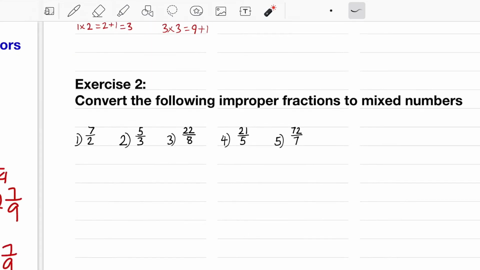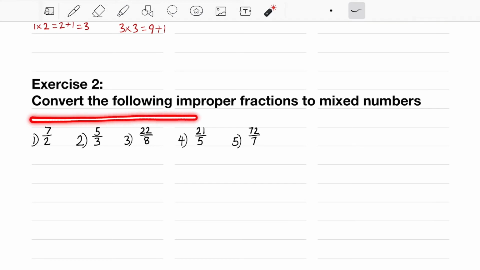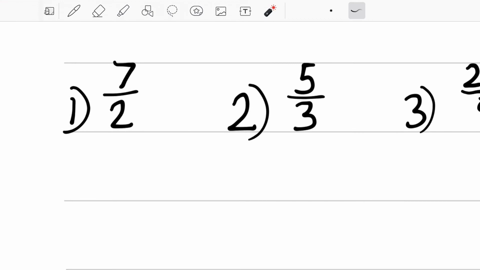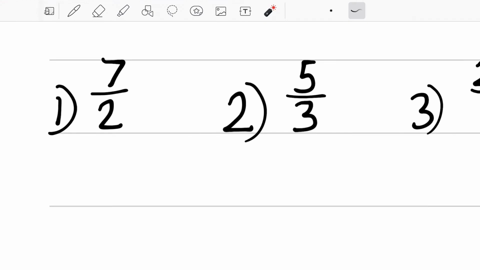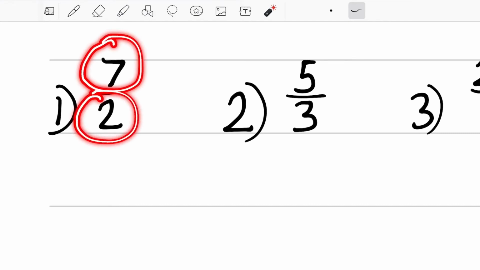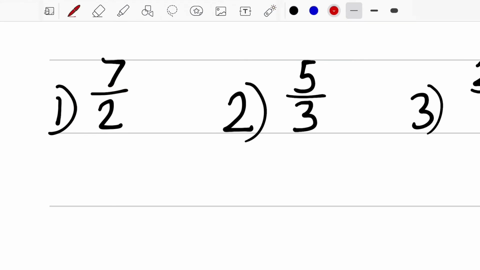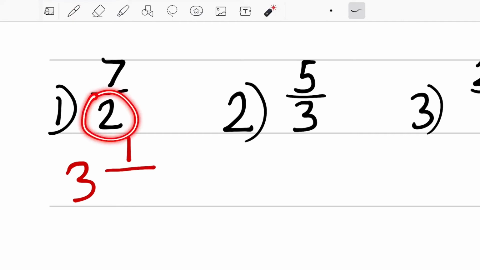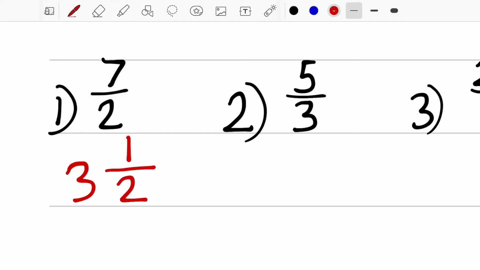Exercise 2. Convert the following improper fractions to mixed numbers. How do we do that? Well, we must divide the numerator by the denominator. 7 divided by 2 is 3, and we put the remainder as a numerator. So that's remainder 1 over the denominator. So that's 3 1/2.